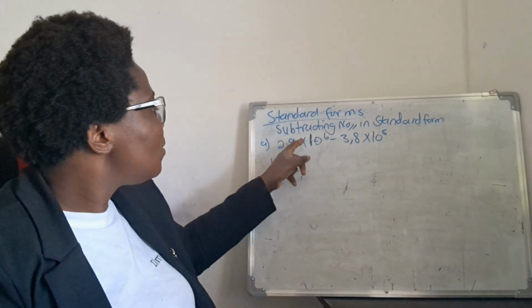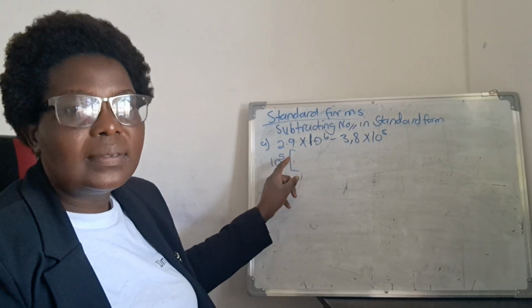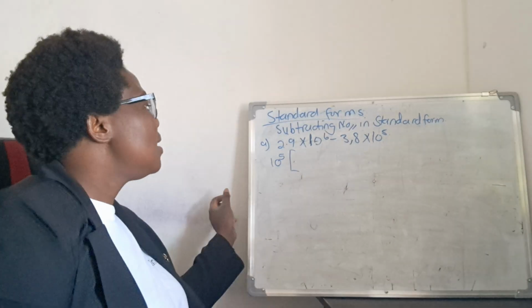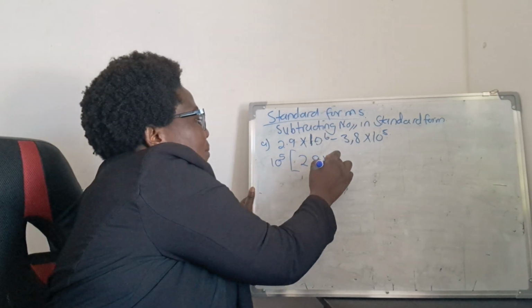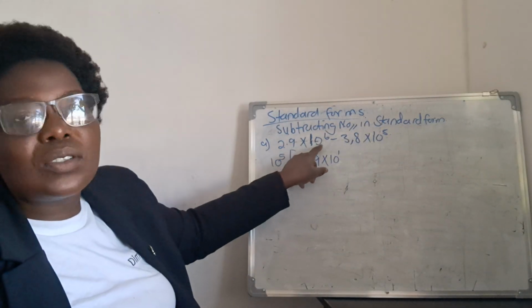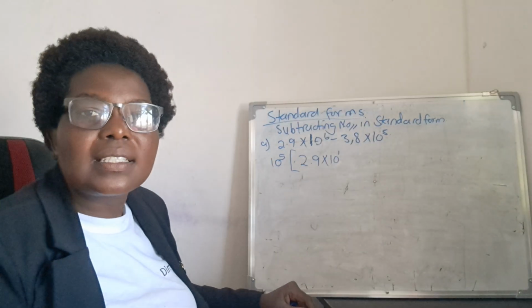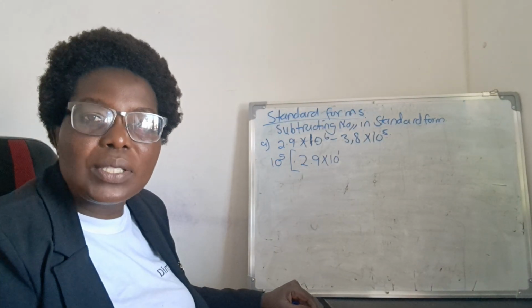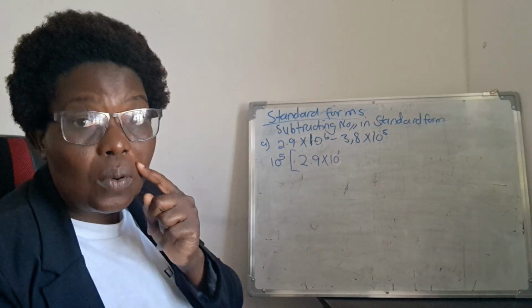Why? Because when we divide, we must subtract the powers. So in short, in this one, it's going to be 2.9 times 10 to the power of 1. Why? Because 10 to the power of 6 divided by 10 to the power of 5 gives us 10 to the power of 1. How did I get that? 6 minus 5 gives me 1.